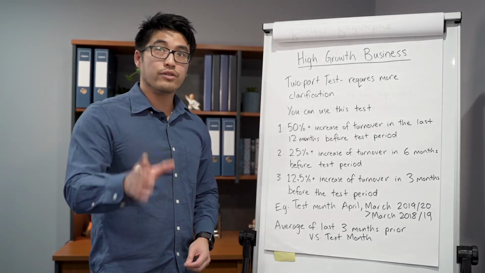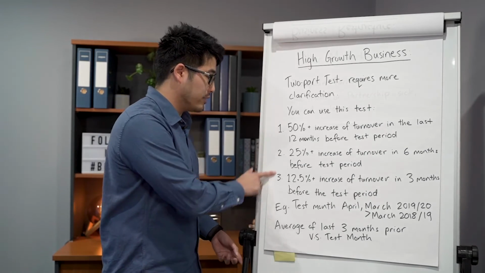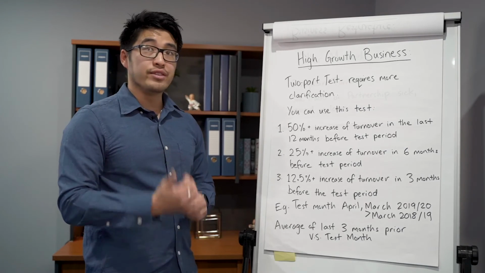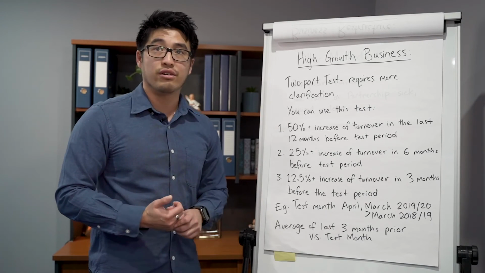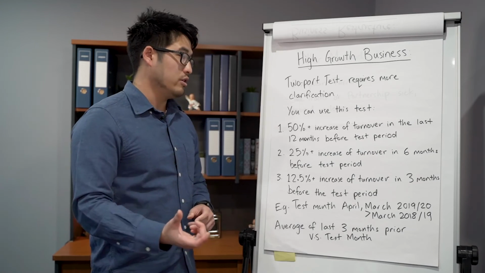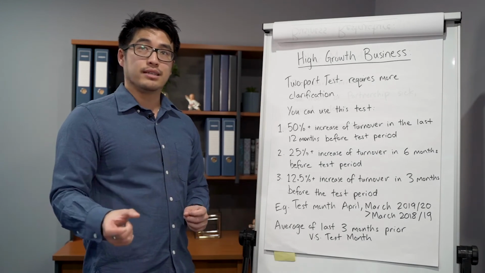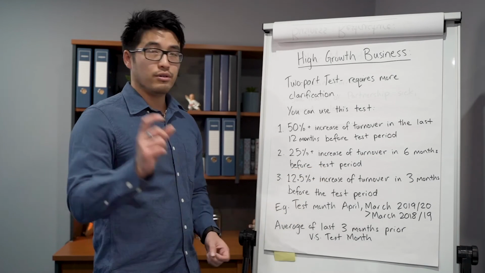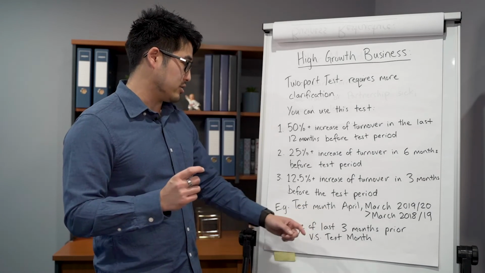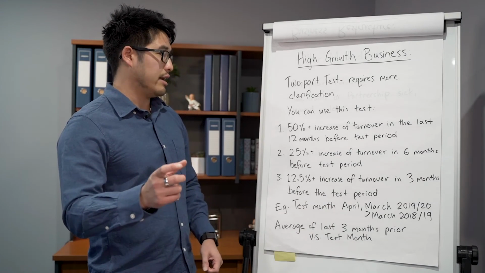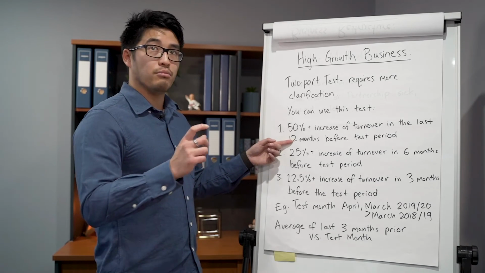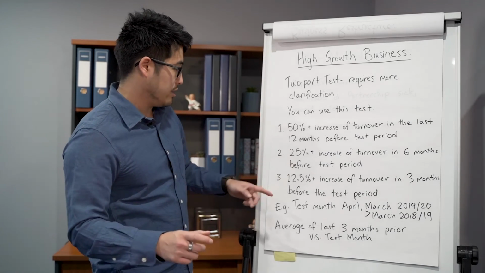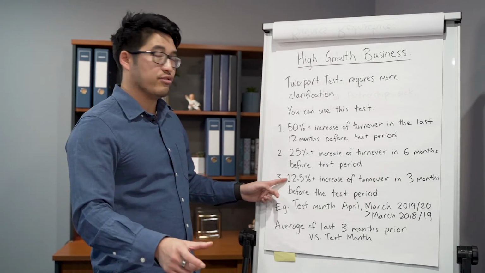But in order for you to apply this test, you need to meet one of these rules. And the rules are basically your business has showed a 50% increase of turnover in the last 12 months before the test period, or your business has showed a 25% increase in turnover in the last 6 months before the test period. So if you take this example when I chose April, then we're looking at the last 12 months from March onwards. And this one is the last 6 months of March 2020. And this one here is the last 3 months of March.